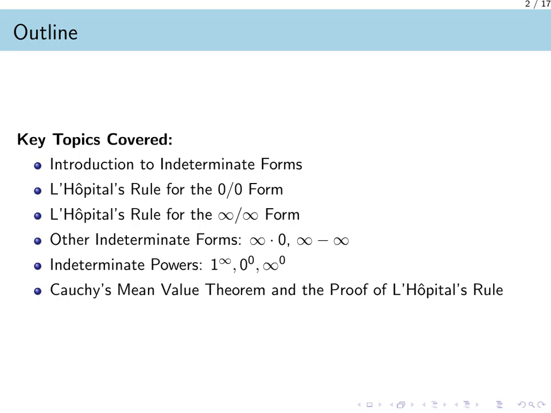We will begin by exploring what happens when evaluating a limit produces a meaningless expression, which we call an indeterminate form. I will then introduce a powerful technique called L'Hopital's Rule, which uses derivatives to find limits that we cannot otherwise determine. We will first apply this rule to the most common indeterminate fractions, the 0 over 0 form and the infinity over infinity form.